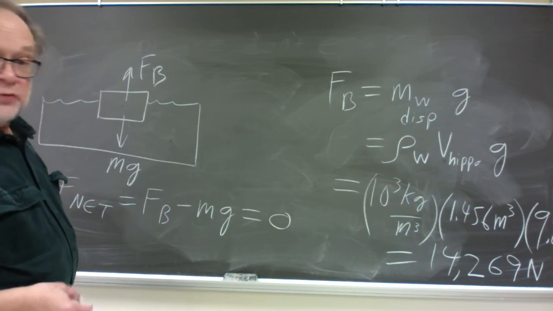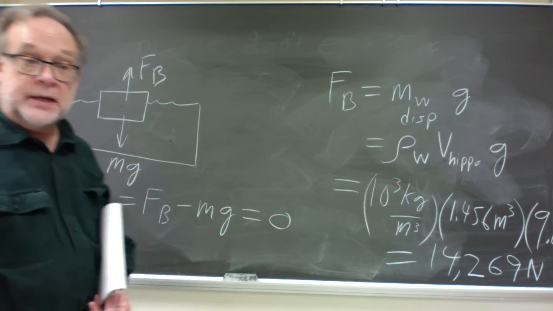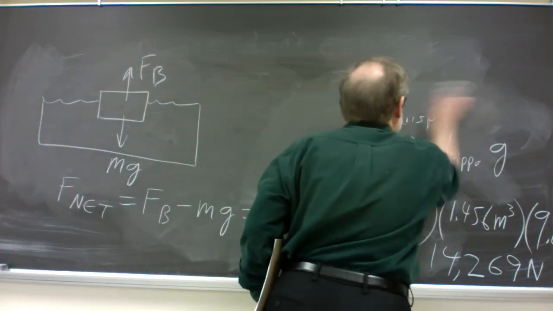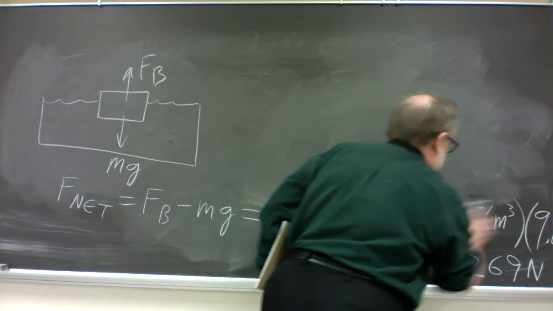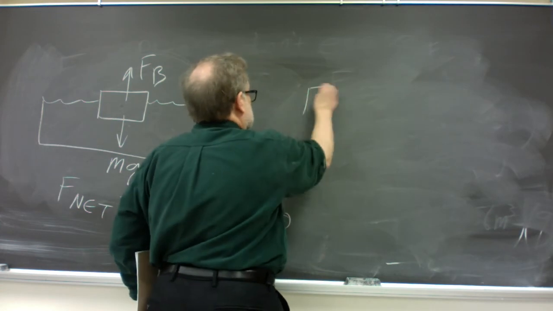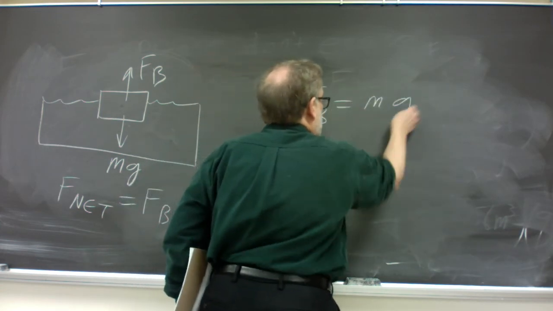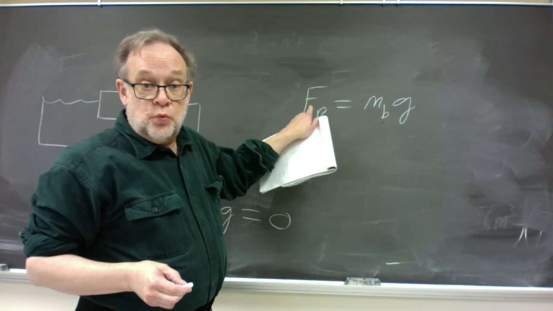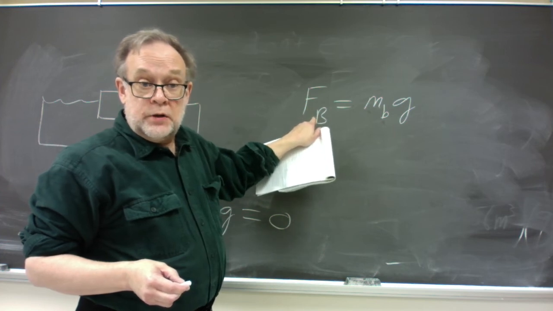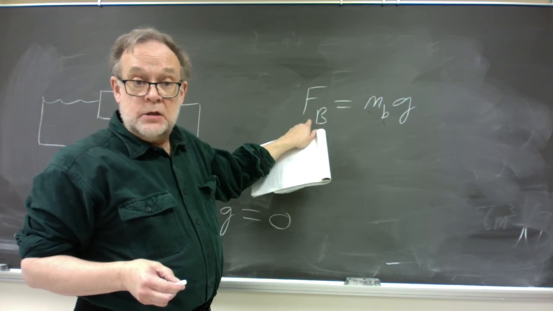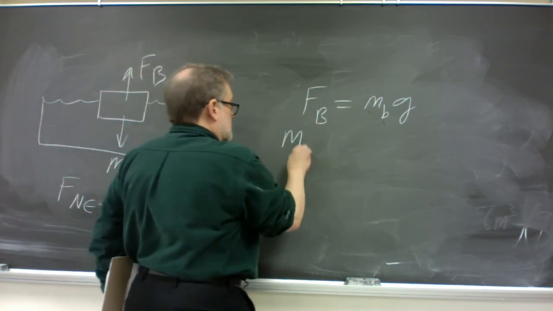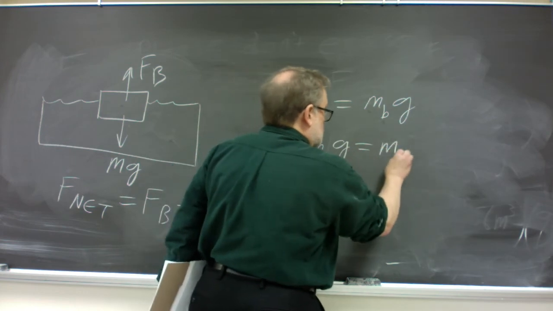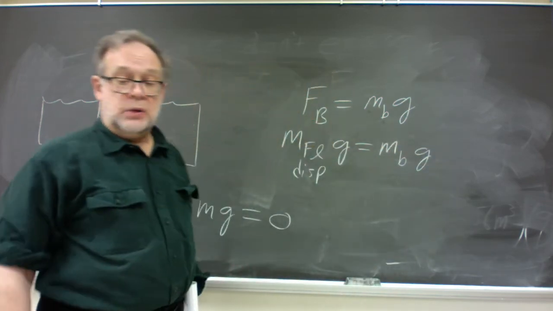So what do we know? We know the buoyant force is now, in this case, equal to the weight. That's going to be the case for anything that's floating. Buoyant force equals the weight of the block, so I'll say mb here for mass of the block. Now let's write out a little more explicitly what the buoyant force is. The buoyant force is the weight of the fluid displaced, or mass of the fluid displaced times g equals weight of the block, which is mass of the block times g.